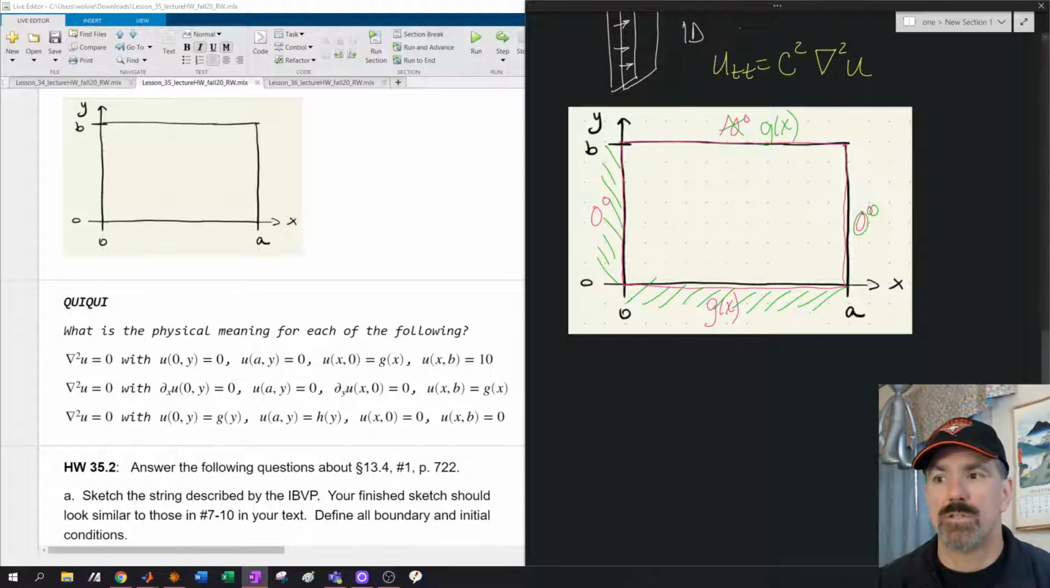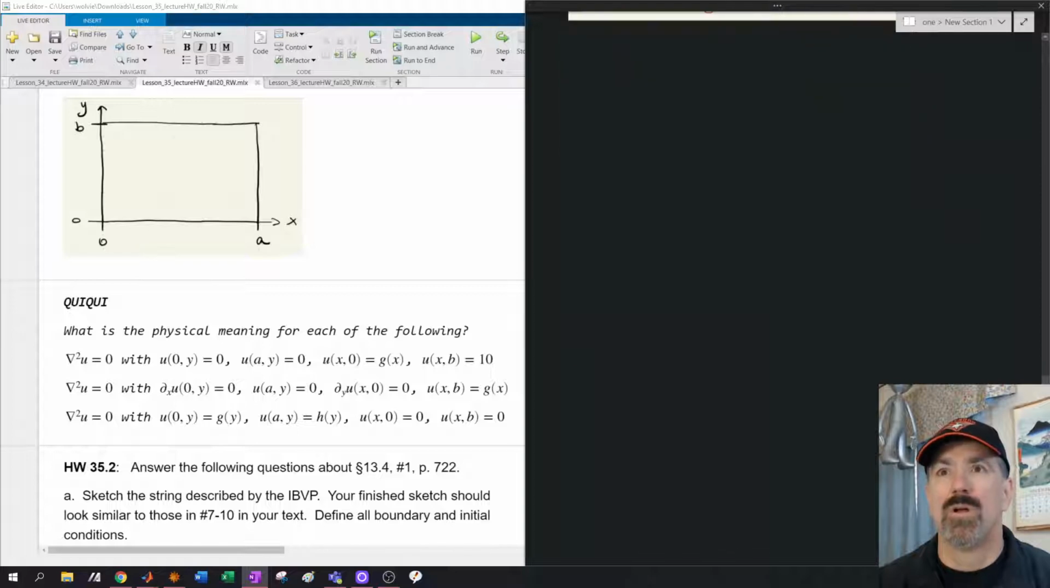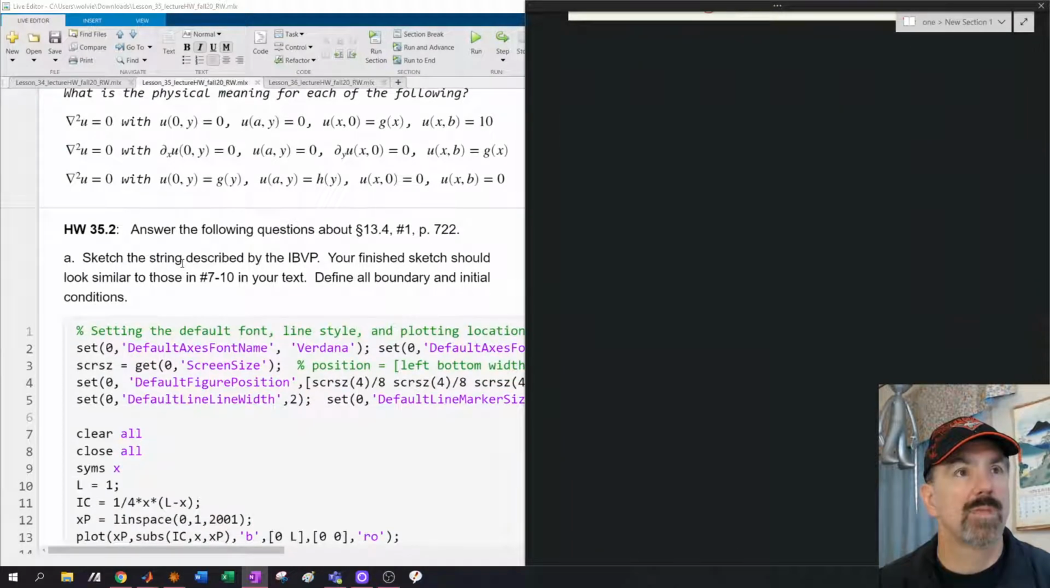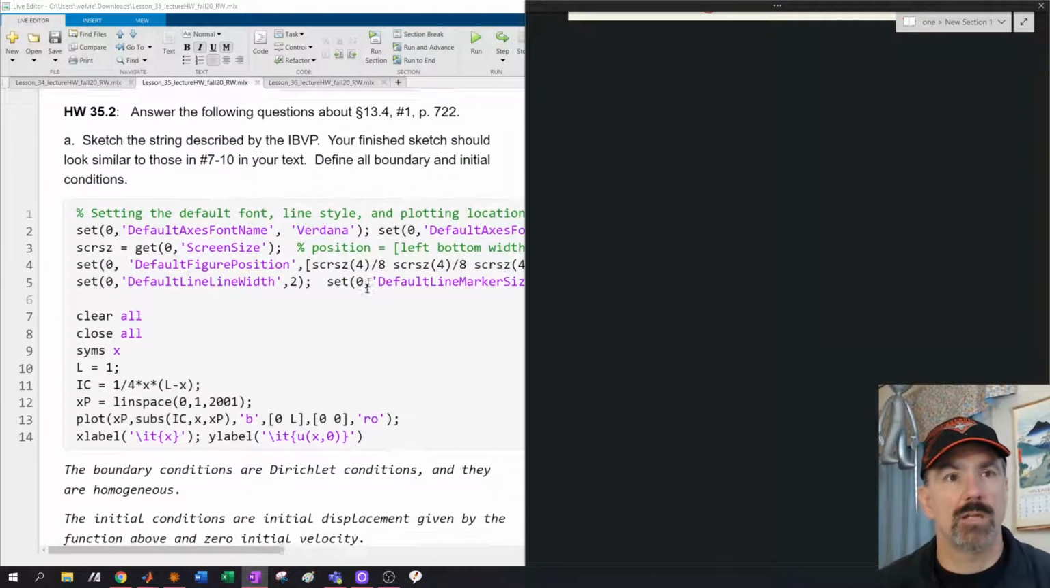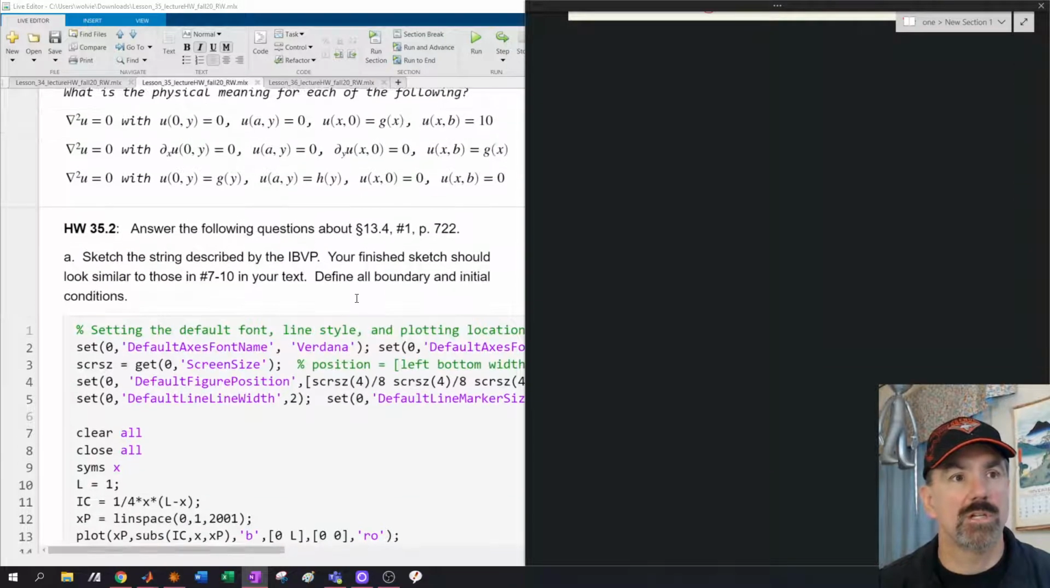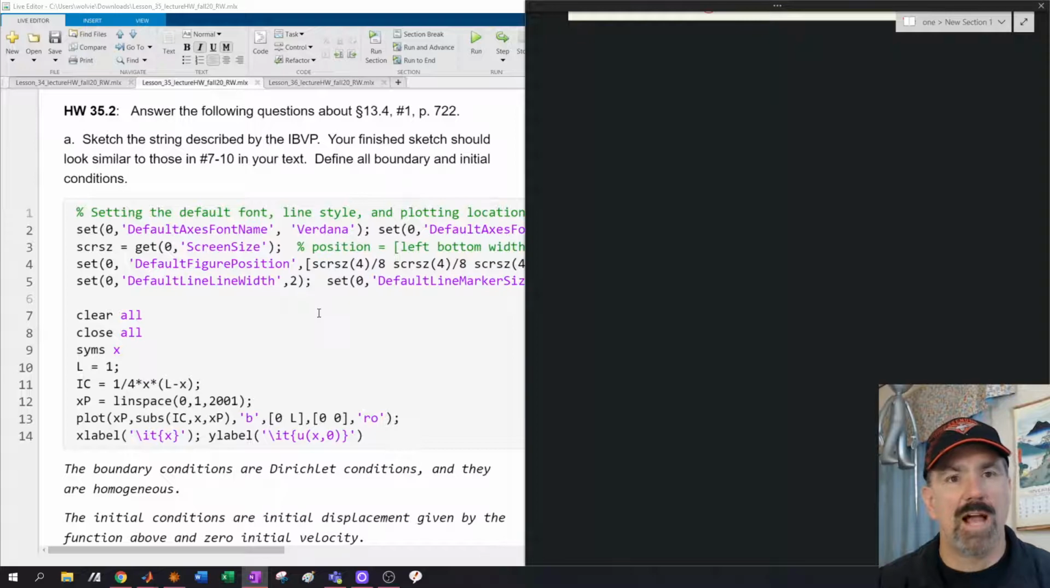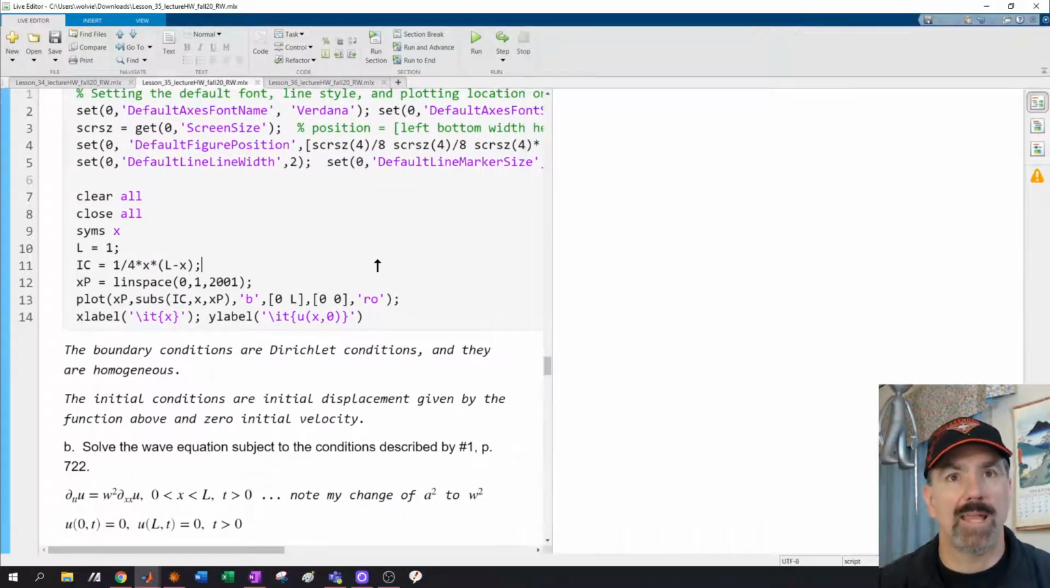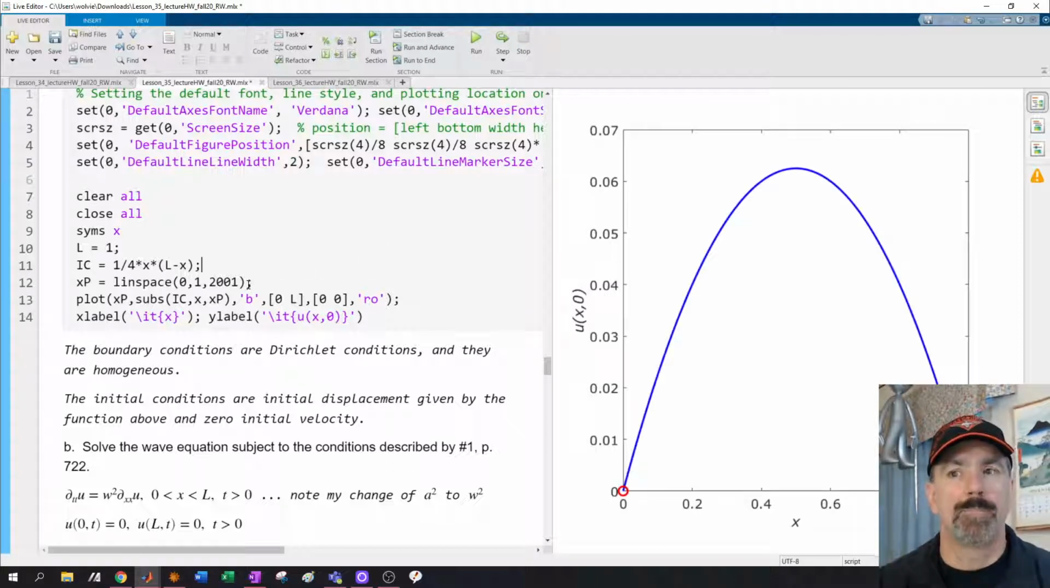Let's move on to the next problem, 35.2. So this one was taking a look at the initial condition, and I used MATLAB to draw the picture here. So I'll execute the code and the picture will pop back up for us. A couple of things to note, and I apologize, I know my head's in the way of part of the picture there. We'll talk about that in just a second.